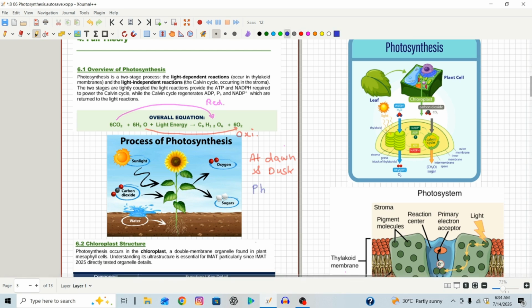So photosynthesis and respiration would become equal to each other. This is called the compensation point.